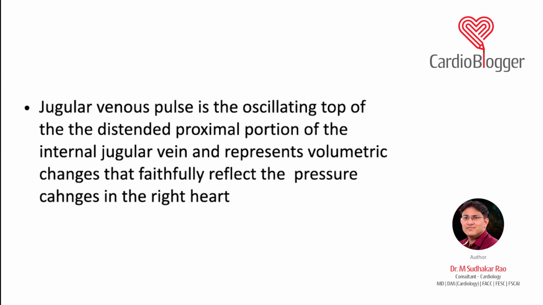You may not remember, or you may not cram the definition, but you should know what it actually denotes. It is the oscillating top of the IJV. So what you see normally is not the A wave or V wave. You see the mean jugular venous pressure. You don't see the A wave height or V wave height. You see the mean height of the jugular venous pressure, and accordingly you can tell which wave is prominent, A wave or V wave. So this is one important point which you should know. We do not see the height of the A wave or V wave. We see the mean jugular venous pulse in a JVP.